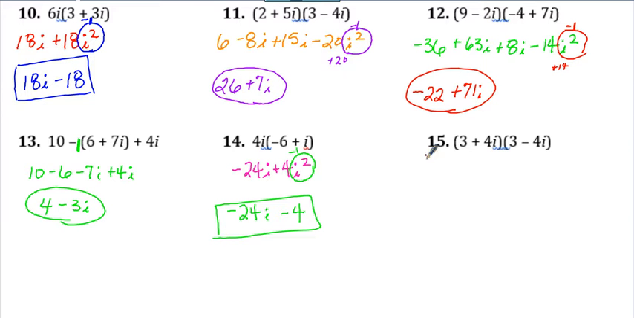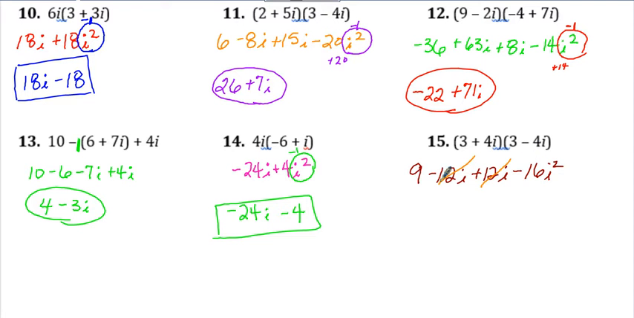Number 15 is another binomial times a binomial situation. So let's first times first, outer times outer, inner times inner, last times last. First times first is 9. Outer times outer is negative 12i. Inner times inner is positive 12i. And last times last is negative 16i squared. Immediately you should notice that the negative 12i and positive 12i cancel. That's very useful. We're actually going to use this situation to help things get a little simpler.